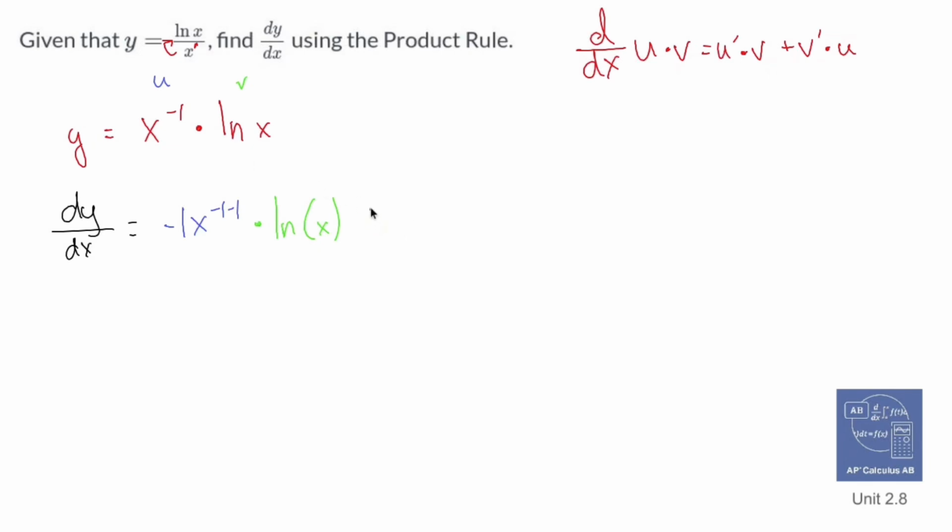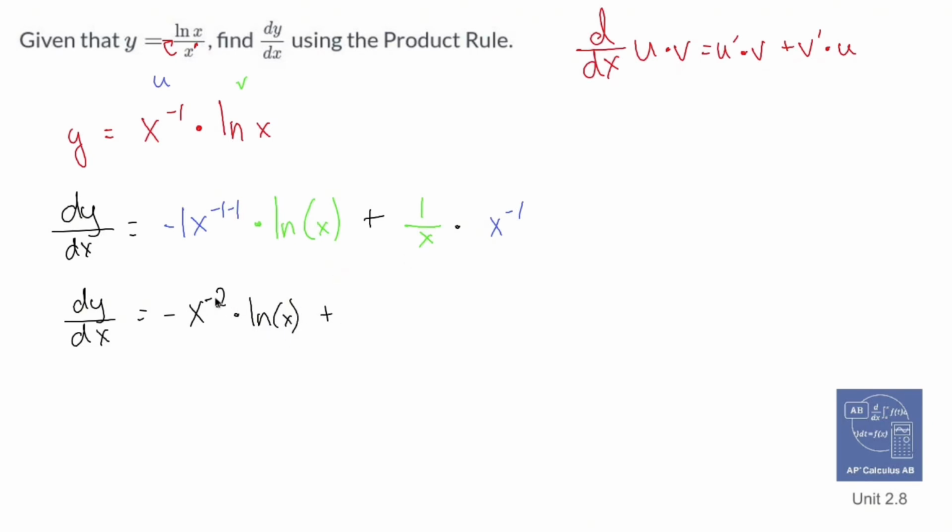Now we're going to add the derivative of the second function. The derivative of ln of x is 1 over x. Multiply that to the first function as is, the original u, which is x to the negative 1. Now there's lots to clean up here, and so that's what I'm going to do right now. All right, dy/dx is going to equal negative x to the negative 2 multiplied to ln of x.